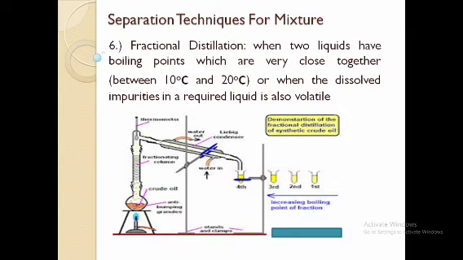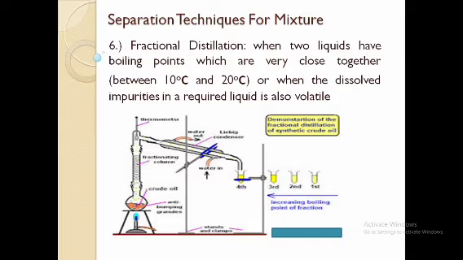Moving forward, fractional distillation. This method is used when two liquids have boiling points that are very close together, or when we have dissolved impurities in a required liquid that is volatile. So it is a modified form of distillation.